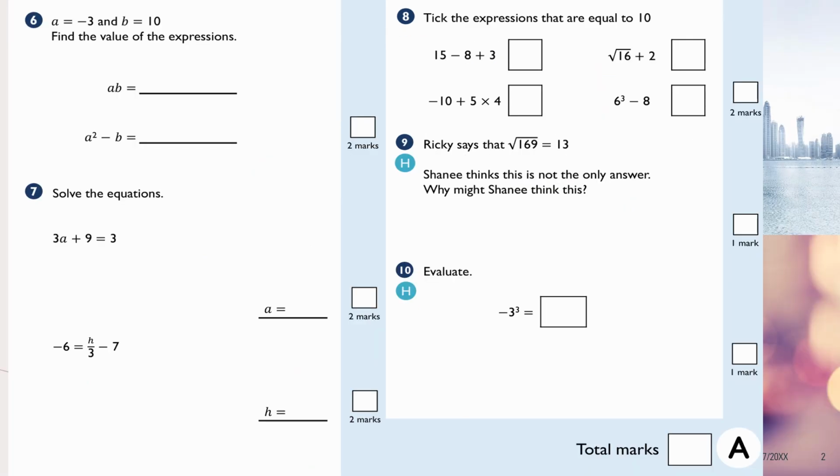The next one, looking at some substitution. A equals -3, B equals 10. Find the value of the expressions. AB means A times B. -3 times 10, that'd be -30.